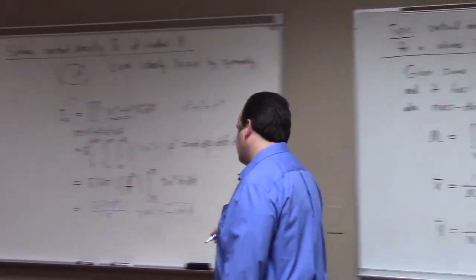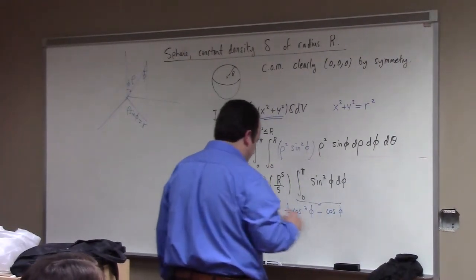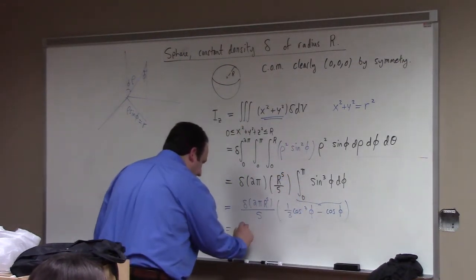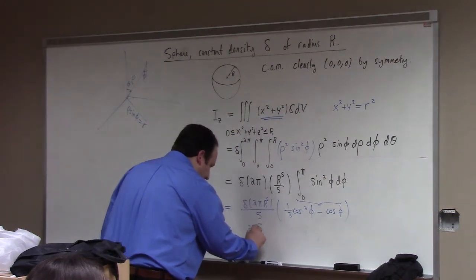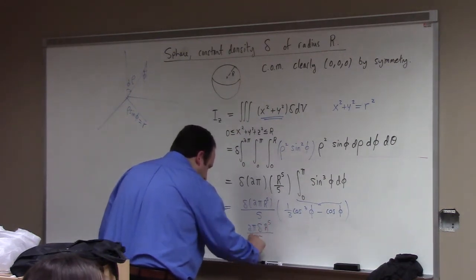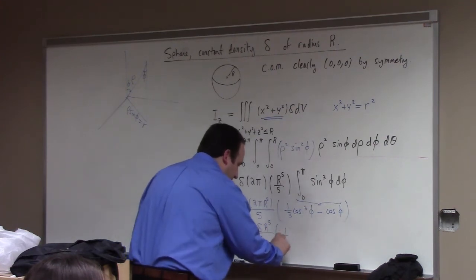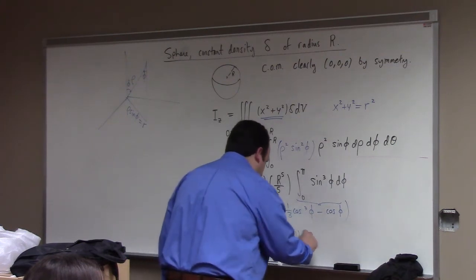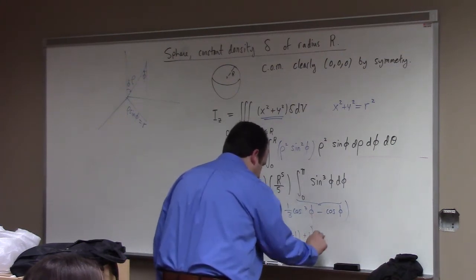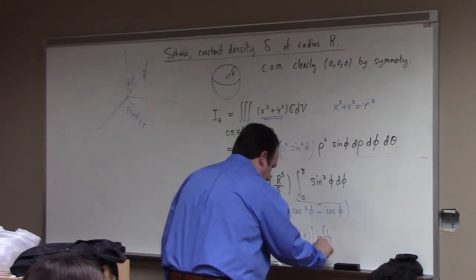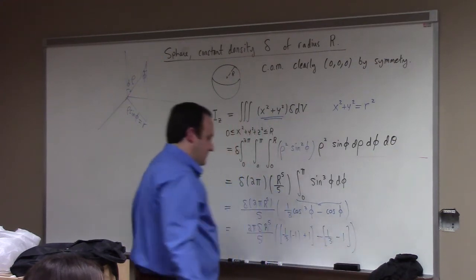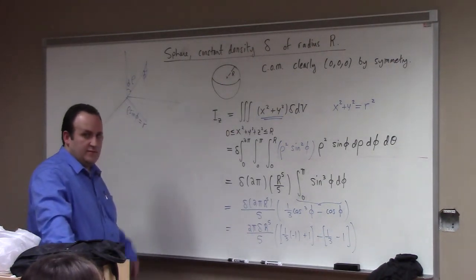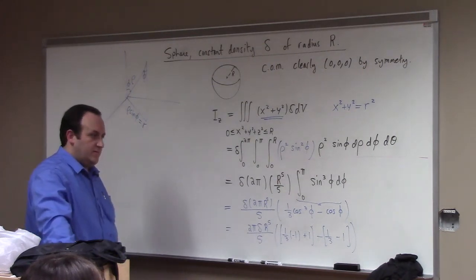Anyway, so what happens with this when we plug in pi? We get 1/3 minus 1 plus 1, and then the 0. What happens with 0? 1/3 minus 1, right? So we actually get 2/3 plus 2/3 from the sine cubed integral.